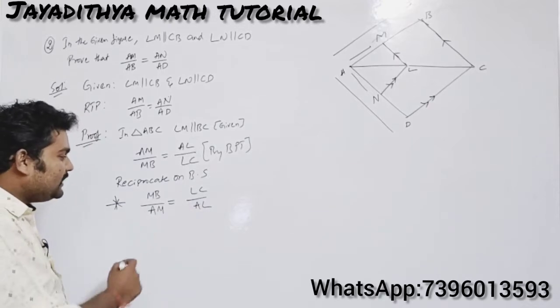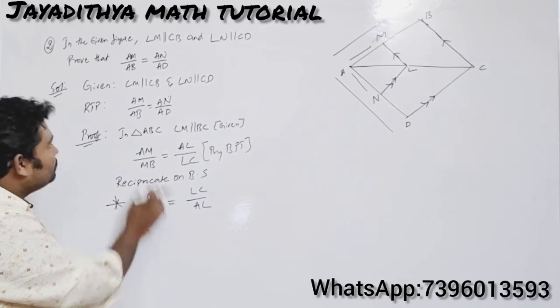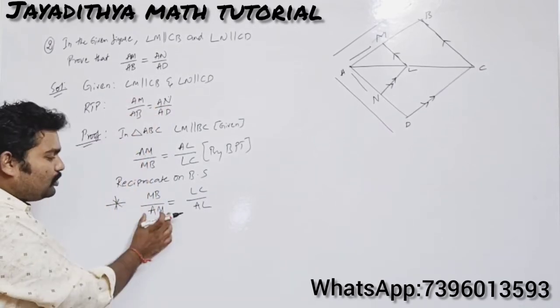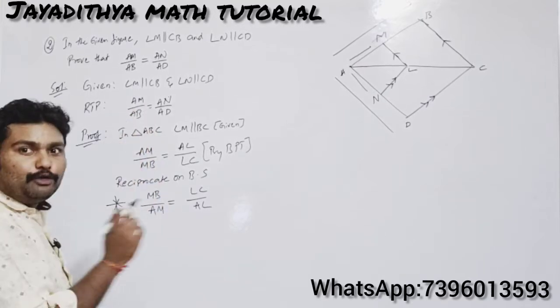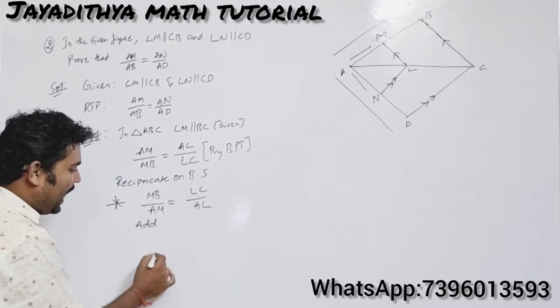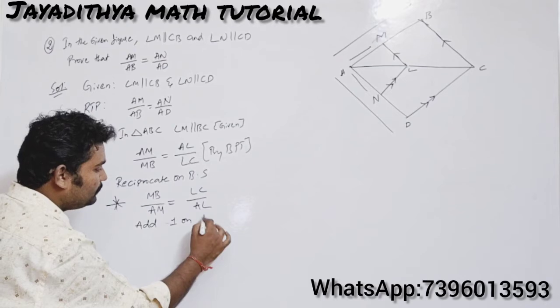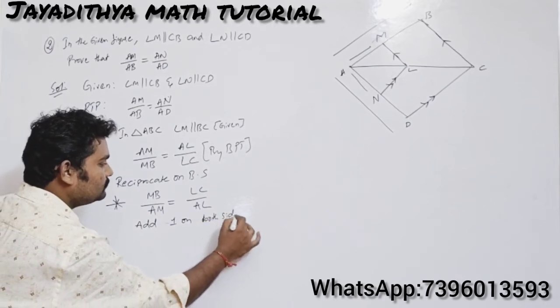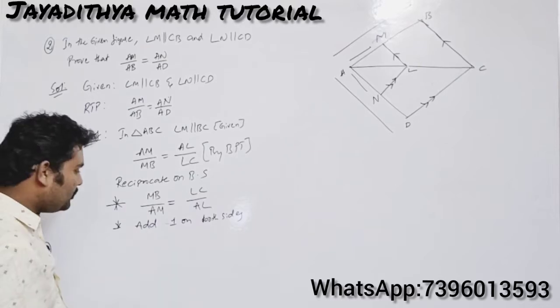And after this, see here, I want AM. In the numerator I have AM, so I want AM here, and I don't want MB, I want AB. So for that reason, what I will be doing is, add 1 on both sides. This is one more important step here. If you understand these two steps, then your problem will be completed.